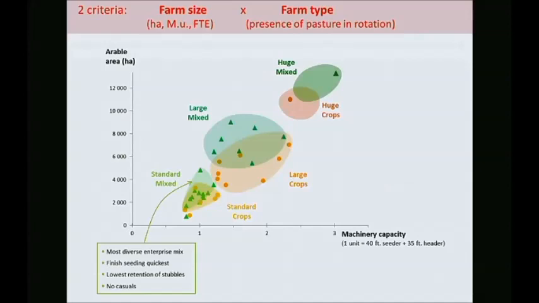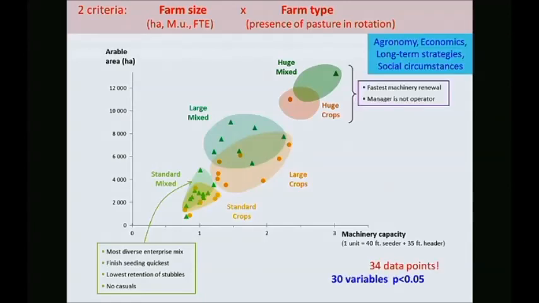And the thing is that those groups had lots of different things about them. So, for instance, the smallest of the mixed farmers were the people with the most diverse enterprise mix, and that's not only because they have pasture. They were the people who finished seeding the quickest. They retained the stubbles the least, and that's not only because of grazing, by the way. And they employed no casuals for harvest or seeding.